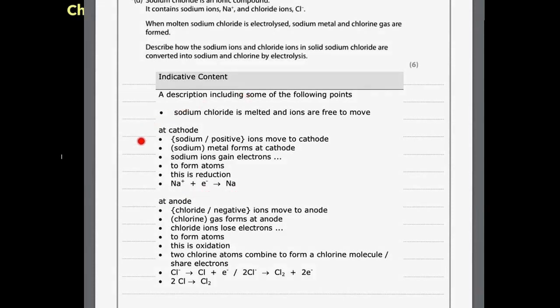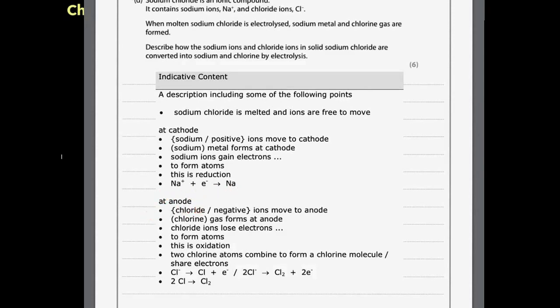So this is the first part of the question. You would need to answer what happens at the cathode. And then here it tells you what happens at the anode. So here they've even given an equation, and this is really important as well.